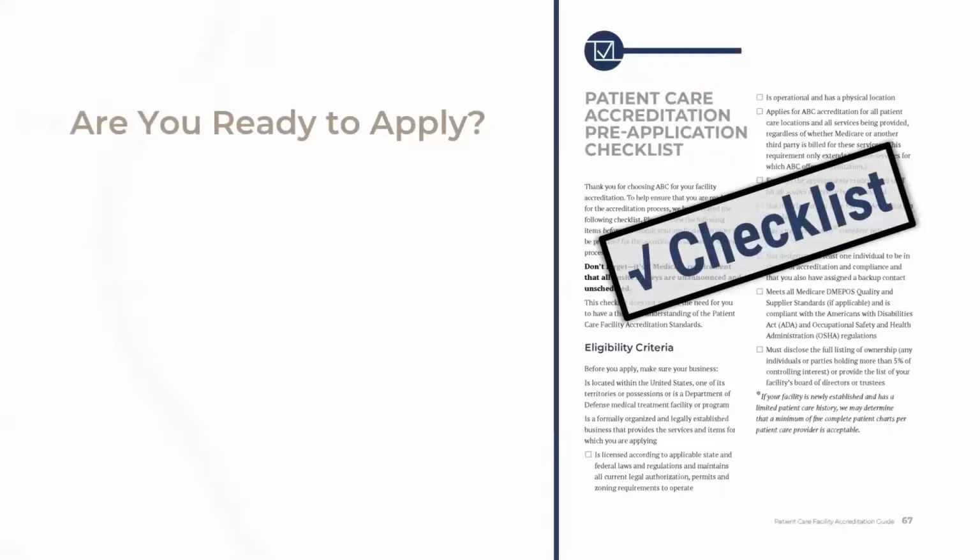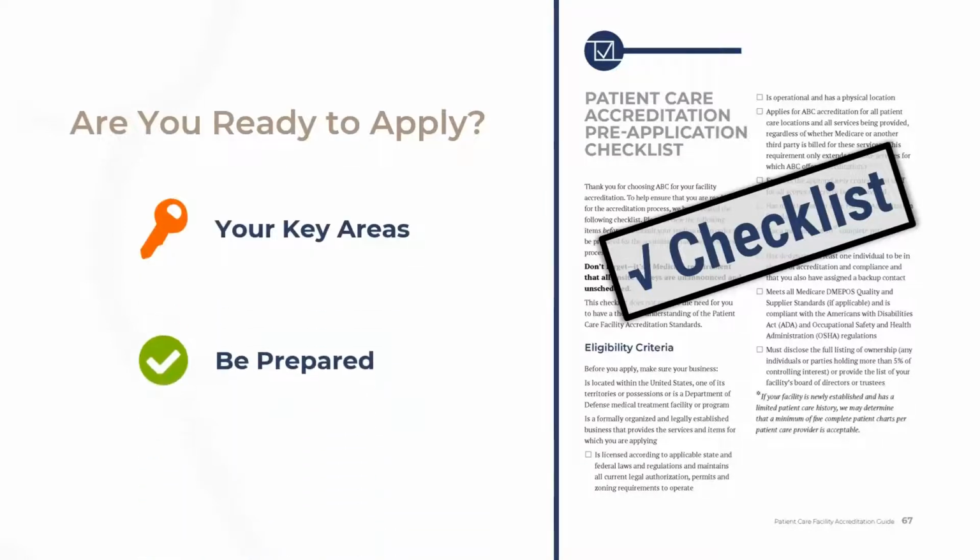Also in the guide is the Patient Care Accreditation Pre-Application Checklist. This is your basic cheat sheet for your survey. This is what the surveyors will be looking for when they arrive. I would take this list with your staff and walk through it prior to submitting your online application, making sure you are completely prepared for your survey to arrive.